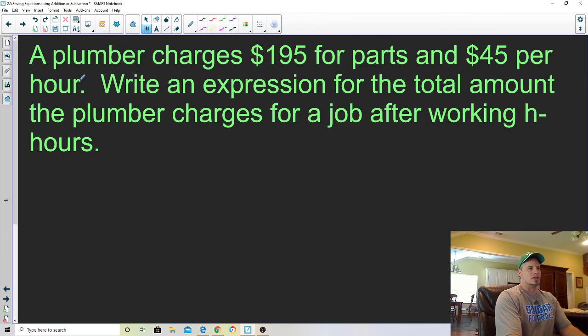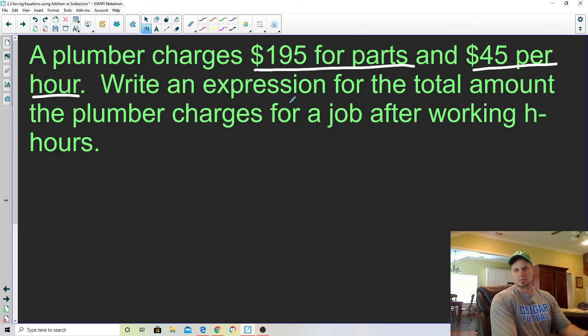Okay, let's do one more thing. This isn't really an equation. It's an expression, but it's just practice writing expressions. So we're going to read, a plumber charges $195 for parts. And again, if you're writing an expression, you want to pick out what's important, and that sounds important. $45 per hour. That sounds important.